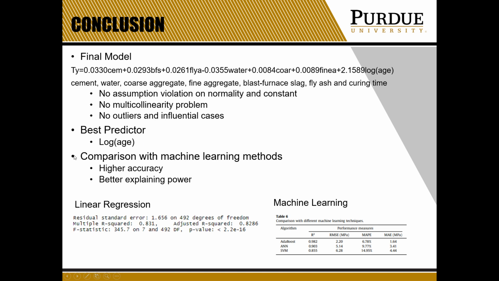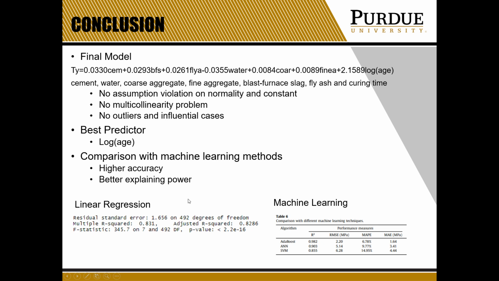The last step, I'm gonna compare my results with the machine learning methods' results in the reference paper. In my result, we can see that the R-square is 0.831 and the adjusted R-square is 0.8286. Then we see in the reference paper they use various machine learning methods. We can see even the worst method, which is SVM, has an R-square of 0.855, which is greater than my results. And the best method they're using is AdaBoost with an R-square of 0.982.